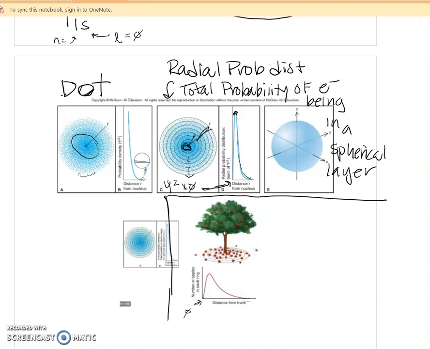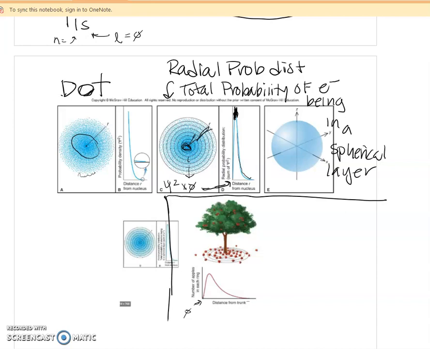So how does this again relate to our radial probability distribution? This area here where I marked before, this big black line, is the most probable shell and the most probable distance that you're going to find an electron. Okay, so that's a radial probability distribution.